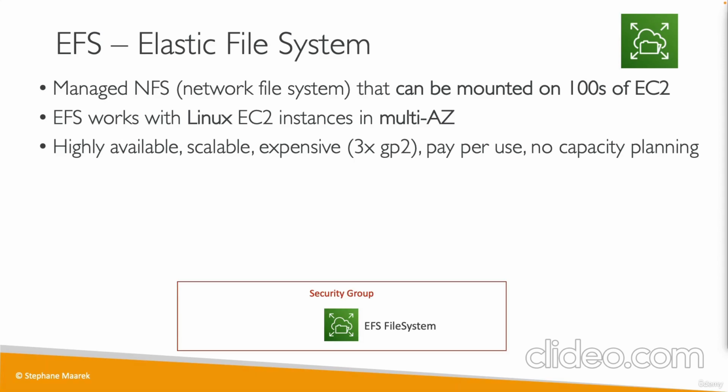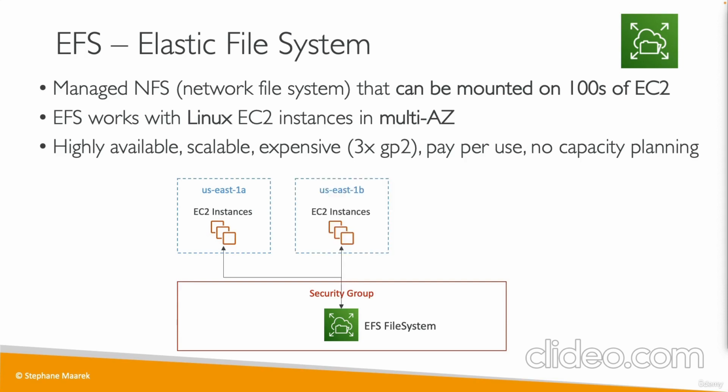If you look at the diagram, this is very easy. We have an EFS file system with a security group, and then we have EC2 instances in various availability zones connected to it. We have EC2 instances in US East 1A, EC2 instances in US East 1B, as well as EC2 instances in US East 1C, and they're all connected to the same EFS file system.